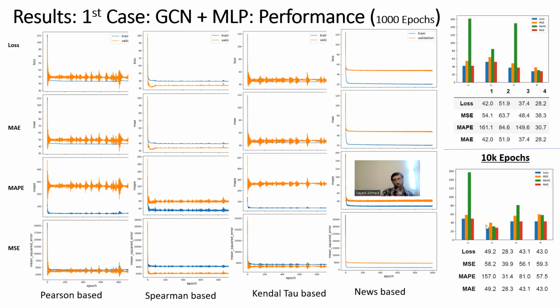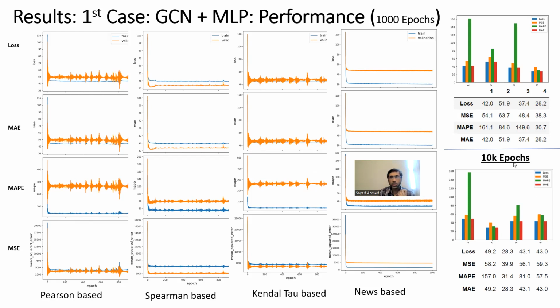This is the 10,000 epochs for the GCN plus MLP. Here the NEWS performed the best, and then I will say Kendall, then it's Pearson and the Spearman. In the paper, I think NEWS was first, like us. Kendall was second, like us. But in the paper, then came the Spearman, then Pearson. But in my case, Pearson and Spearman got interchanged, right? That's what happened.